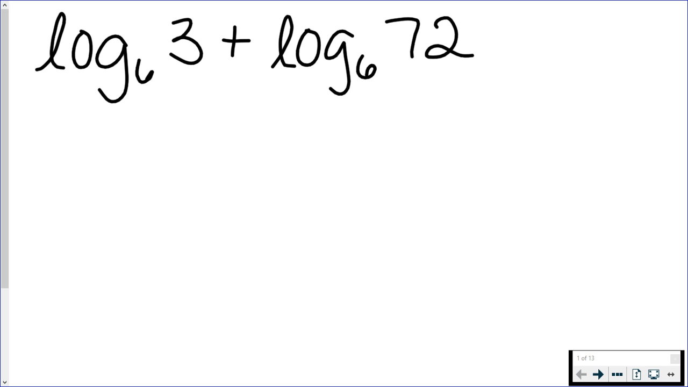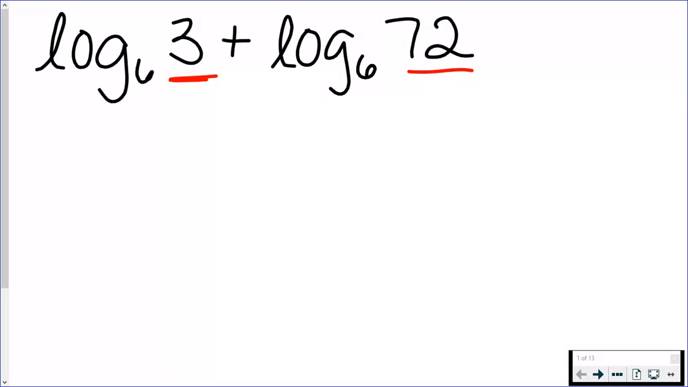This video is going to be about the product property of logs. According to the product property, if you have two logs added together and they have the same base, which is very important, you are able to write them as a single log by multiplying, in this case, 3 and 72. So notice the base is 6 in both of them. If I did not have a base of 6 in both of these logs, I could not do this. But because they have matching bases, I'm able to use the product property.